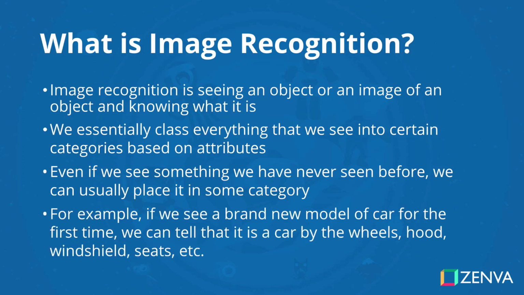Now, another example of this is models of cars. Every single year there are brand new models of cars coming out, some which we've never seen before. Some look so different from what we've seen before, but we recognize that they are all cars. We can take a look again at the wheels of the car, the hood, the windshield, the number of seats, etc., and just get a general sense that we are looking at some sort of a vehicle, even if it's not like a sedan or a truck or something like that.